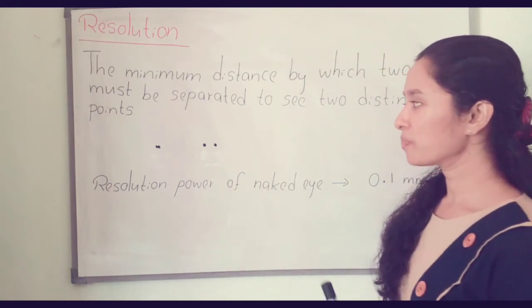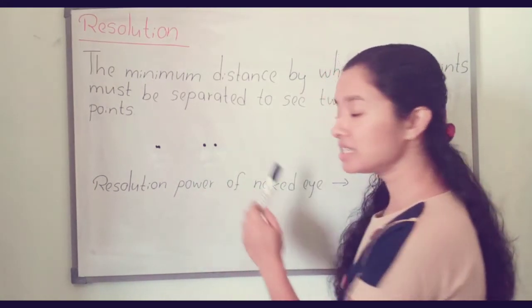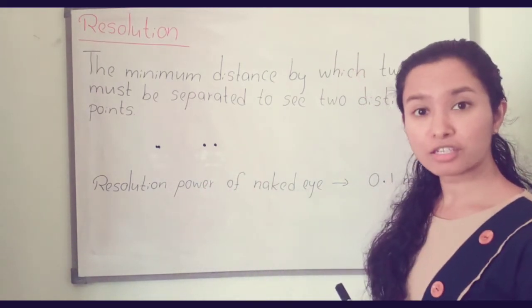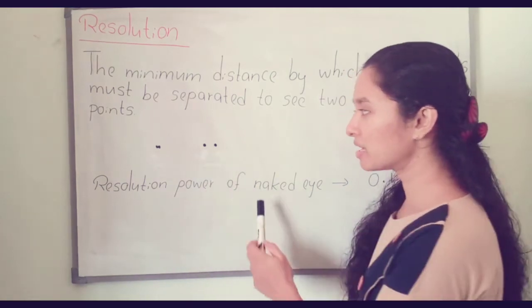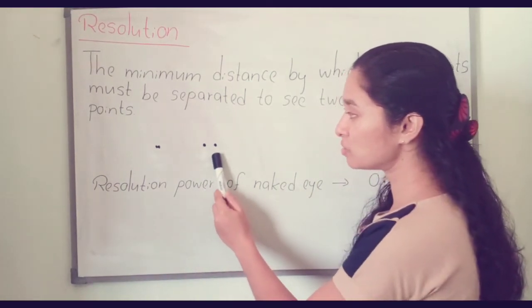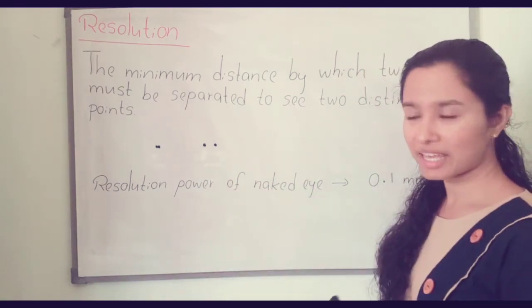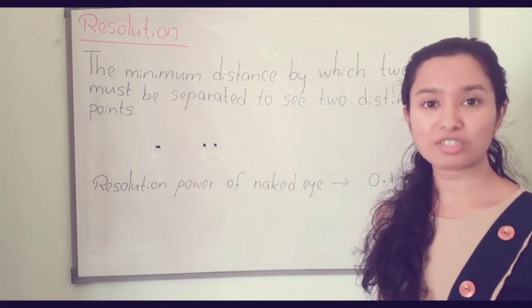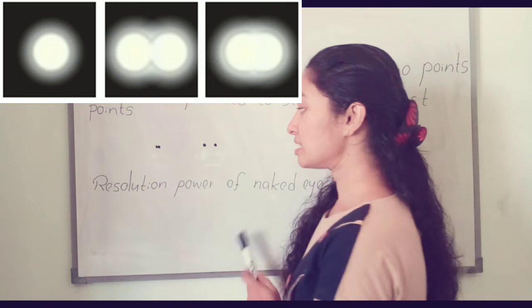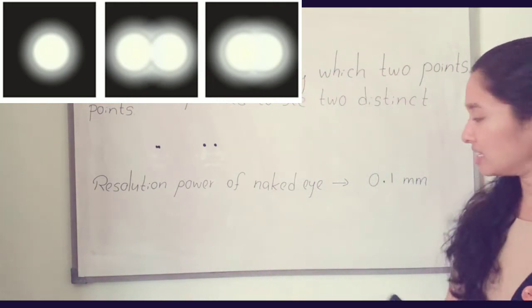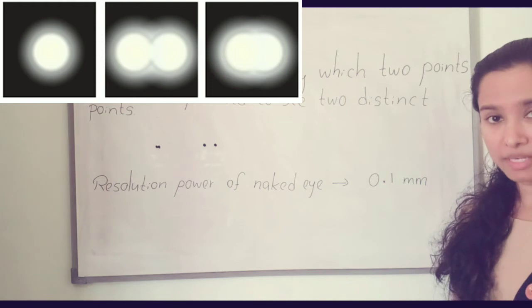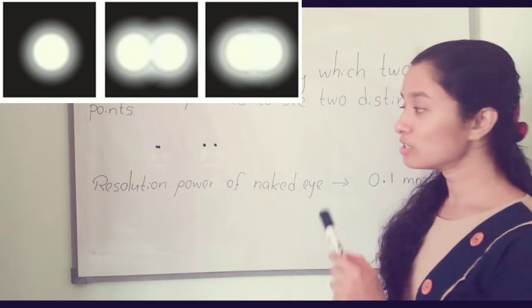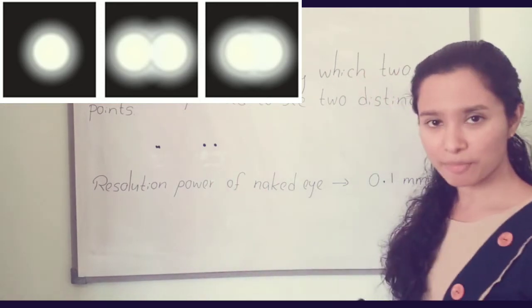So there should be some distance to see these distinct points separately. Understood? To see these 2 points, there should be a distance between them. The minimum distance we call resolution or resolving power. Now, the resolving power of our naked eye is around 0.1 millimeter. That means there should be 0.1 millimeter distance to see these 2 points separately.